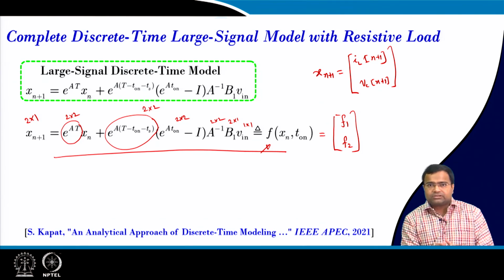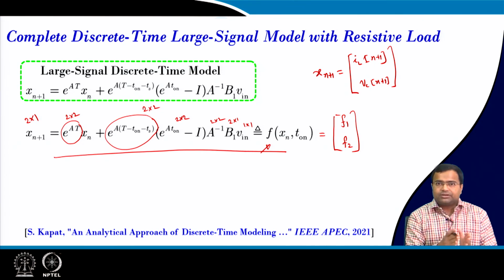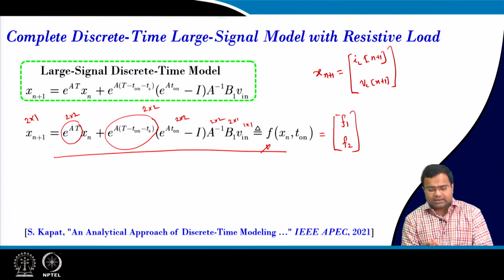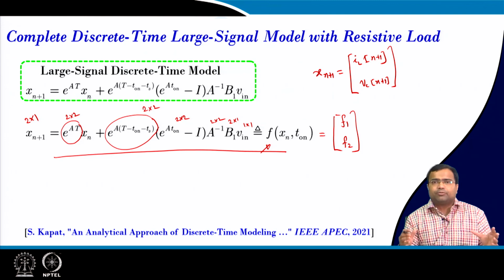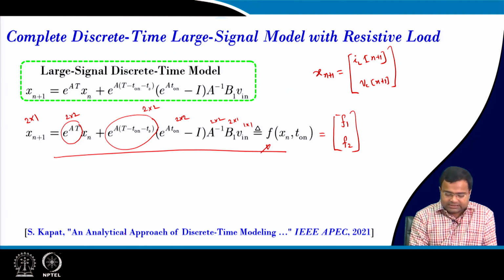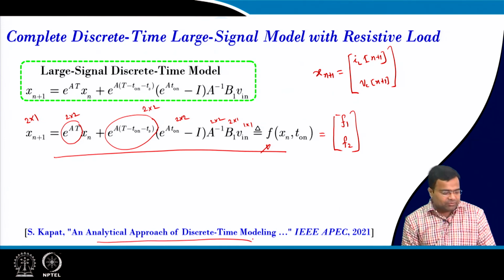constant on time modulation, constant off time modulation, then trailing edge modulation, leading edge modulation, and all the derivations of small signal models are summarized in this paper. So, for detail you can refer to this paper.